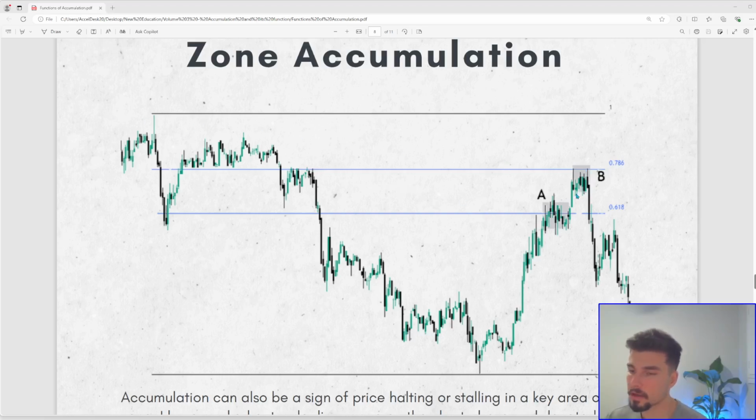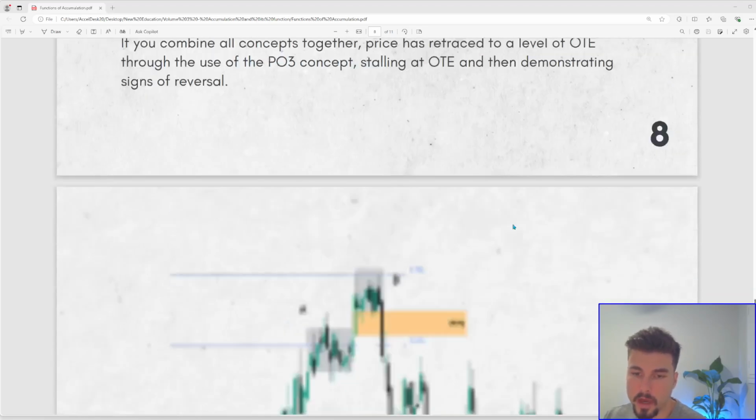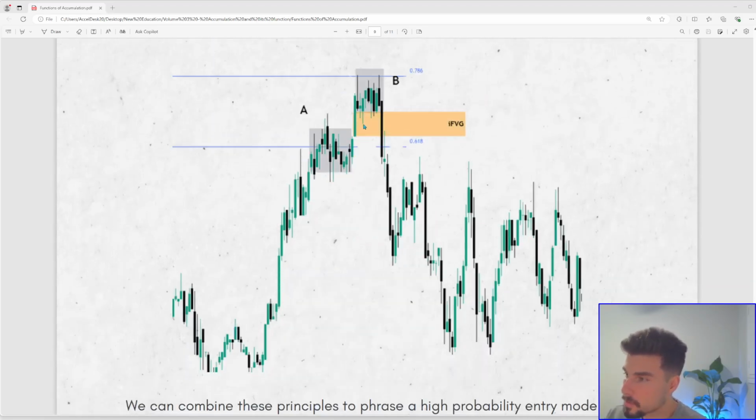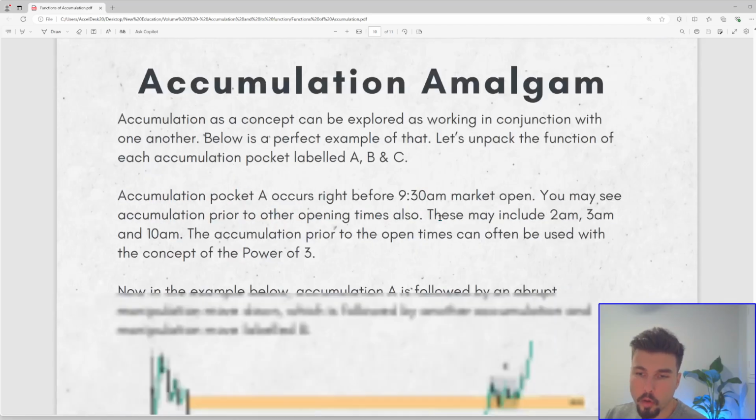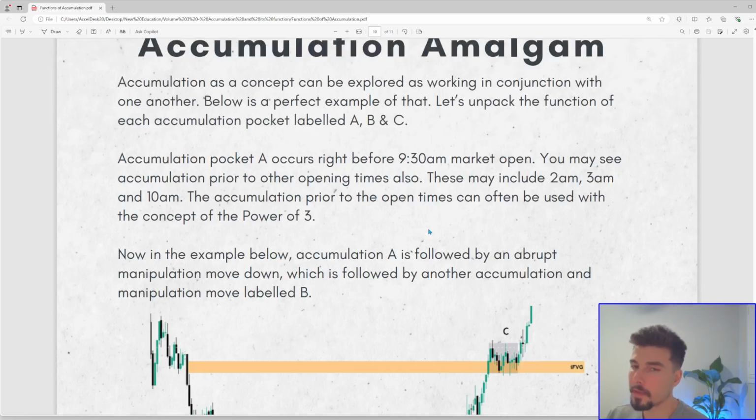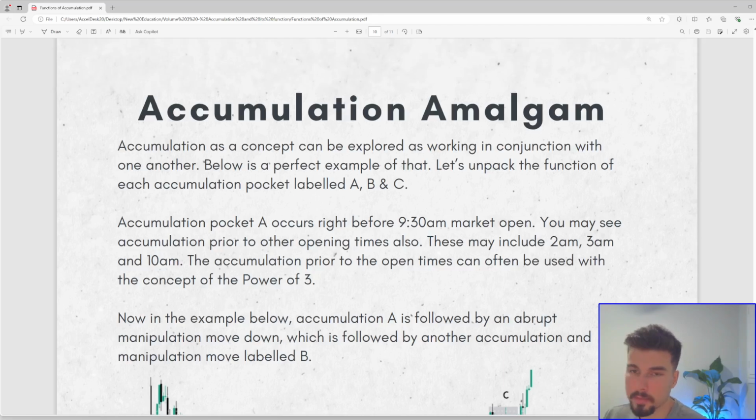The fact that we're respecting OTE, the fact that we're accumulating there and then displacing lower, that tells us something. So using a fair value gap as support and then breaking through it is a really good form of an inversion fair value gap, because you're tricking people, you're manipulating people. The more people you can manipulate, often the better the price action will be. Really important to keep in mind.